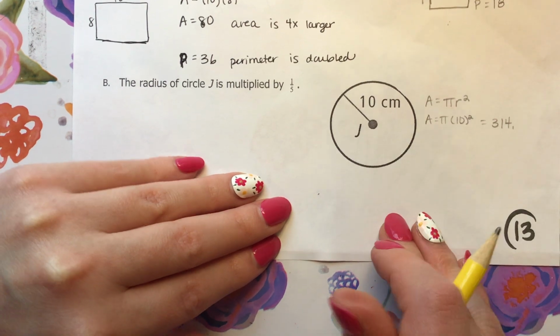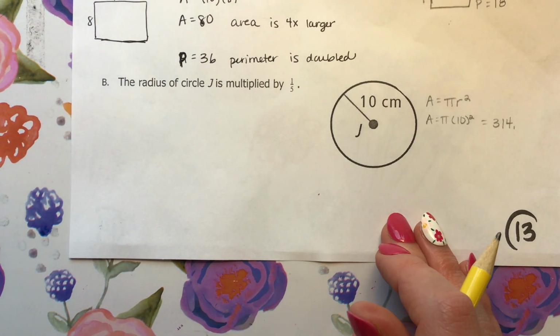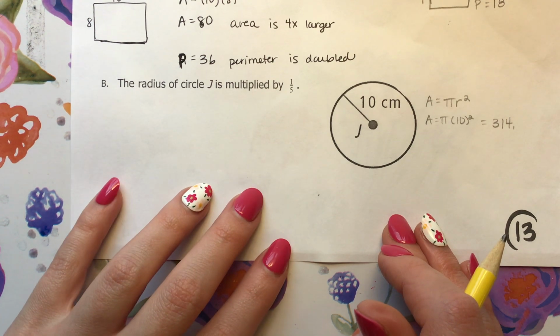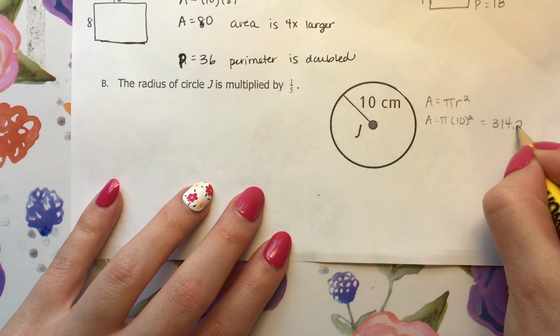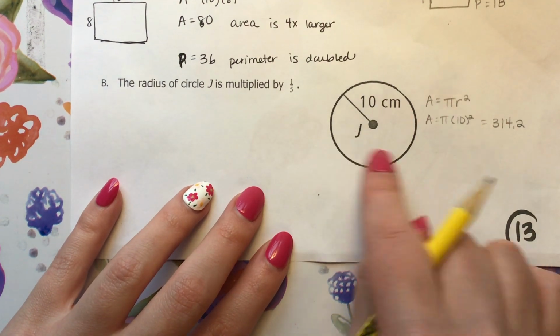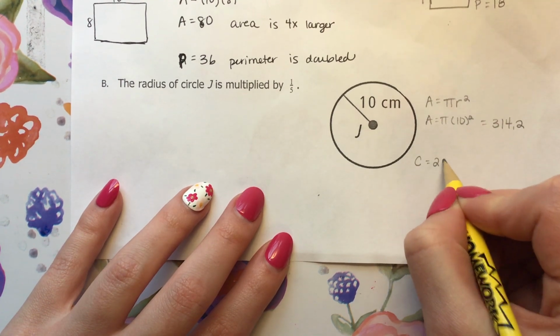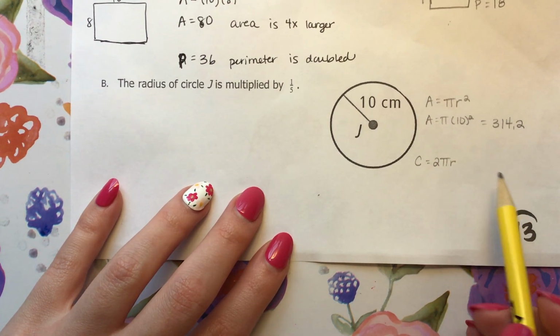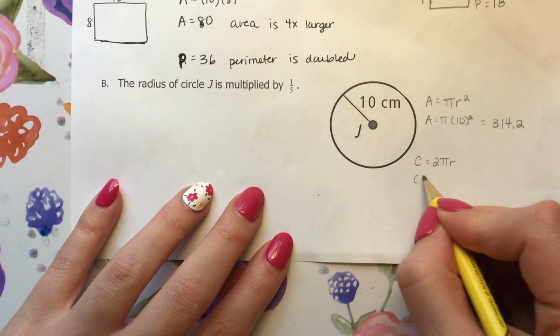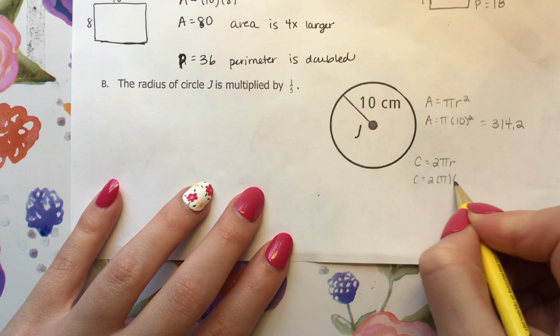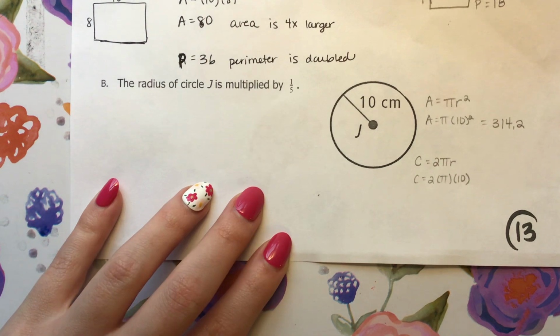So that's going to be, what is it going to be? I'm taking pi times 100, and that's getting me, I'll just round it, 314.2. This is the area of this circle the way it is. Let's find the circumference. Circumference is equal to 2 pi r. All right, so that's going to be 2 times pi times 10. So that's 20 times pi.